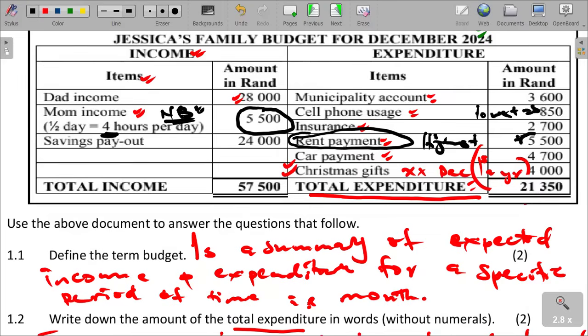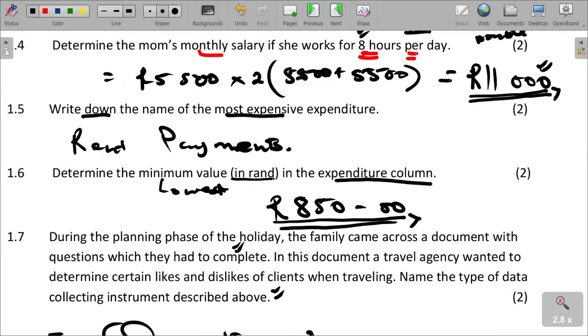5,500 is the highest price that is given here. So it's a matter of identifying the one that is expensive, which has got the highest price, which is 5.5. So we are saying that the most expensive expenditure is rent payments. It is rent payments, which is given there, and then determine the minimum value in rents in the expenditure column.